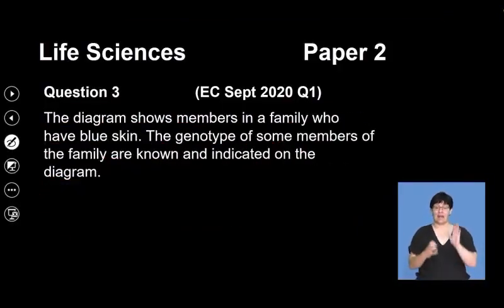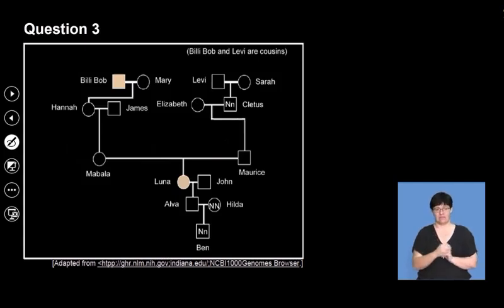So the diagram below shows members in the family who have blue skin. The genotypes of some of the members of the family are known and indicated on the diagram. So let's get into that diagram. Here we're seeing a diagram that shows the inheritance of this characteristic, and it tells us right at the top that Billy Bob and Levi are cousins. So here you've got Billy Bob and you've got Levi that are cousins that have obviously married different individuals. So Billy Bob married Mary, and Levi married Sarah, and they've had kids.